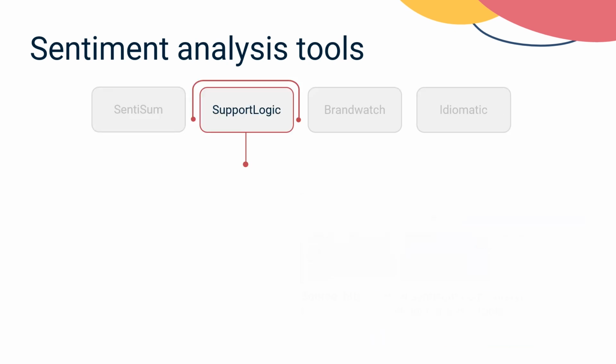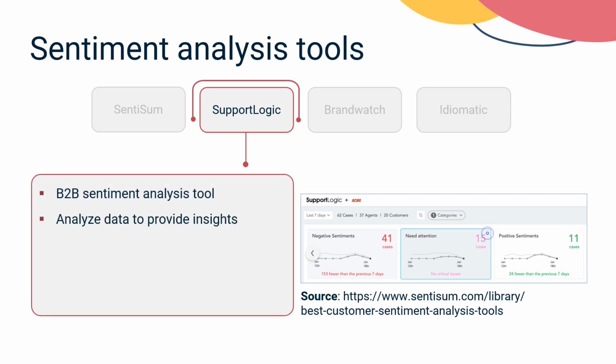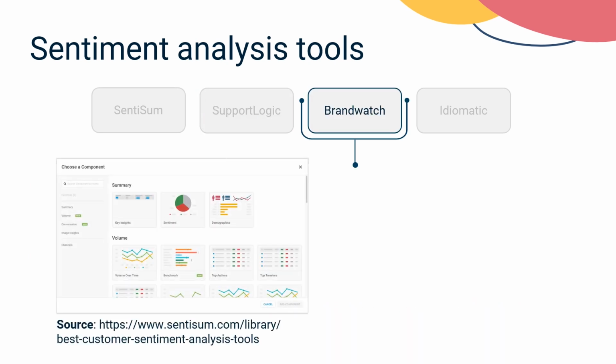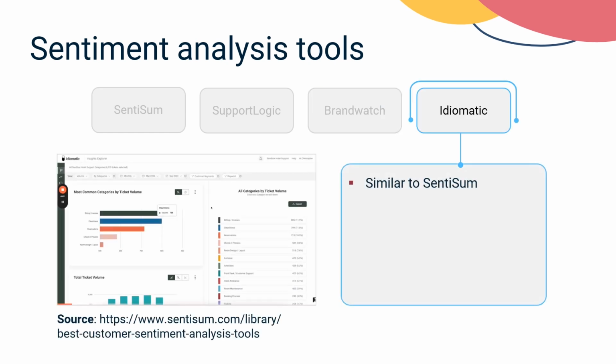Support Logic caters to business B2B teams. It analyzes data across the customer support tickets and provides insights into sentiment trends and issues. It can proactively prevent customer experience issues, providing recommendations for improvements. BrandWatch is a generative AI sentiment analysis tool for analyzing customers' feedback on social media. It can combine social media messages at one place, providing insights into brand and customer sentiments. Idiomatic is similar to SentiSum in design and functionality. It can analyze customers' feedback quickly. This tool is useful for customer support while launching a new product.